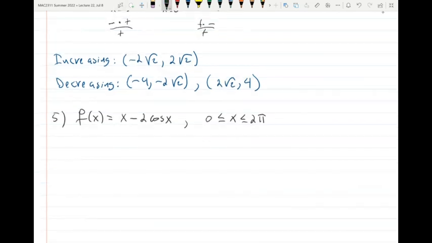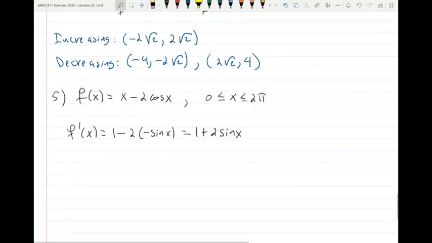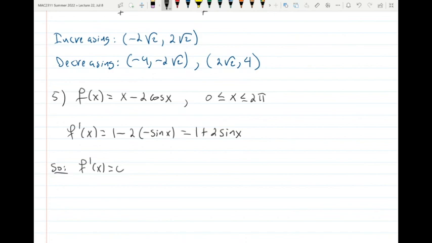All right, so let's find the derivative. So we have 1 minus 2, derivative of cosine is negative sine. So we get 1 plus 2 sine of x. So this is never undefined. So remember, we have to figure out when this is equal to 0. We need to find the zero. So for that, we need to solve this equation. So that means sine of x is negative 1/2.